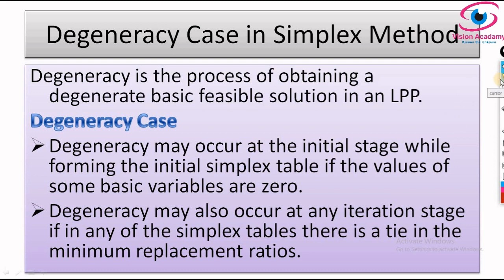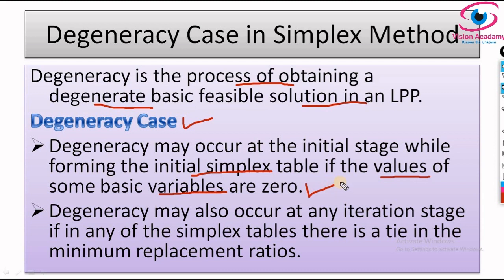Degeneracy is basically the process of obtaining a degenerate basic feasible solution in a linear programming problem, which means you may face two types of situation in the problem. What are the two types of situation? The first is that you may find the values of basic variables are 0. While forming the initial simplex table, if the values of some basic variables are 0, then it is a degeneracy type of problem.